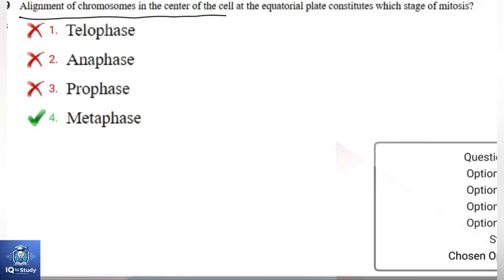Alignment of chromosomes in the center of the cell at the equatorial plate constitutes which state of mitosis? Metaphase. Mitosis means it is a kind of cell division in which one cell divides to generate two identical new cells.